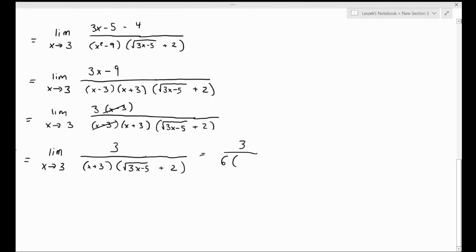So x minus 3 divided by x minus 3 is 1. And now we can evaluate directly, and we get a very determinate number, 1 over 8. And that is the limit. So when you see a square root in a limit problem and you get an indeterminate form, think about multiplying by the conjugate of the factor involving the square root.